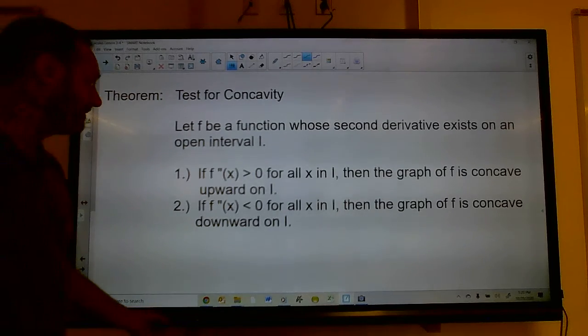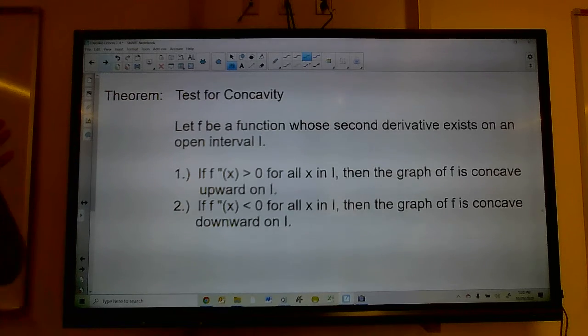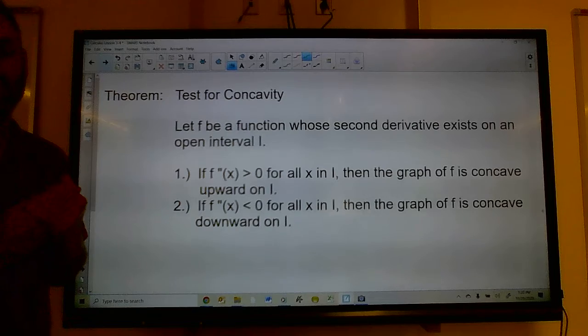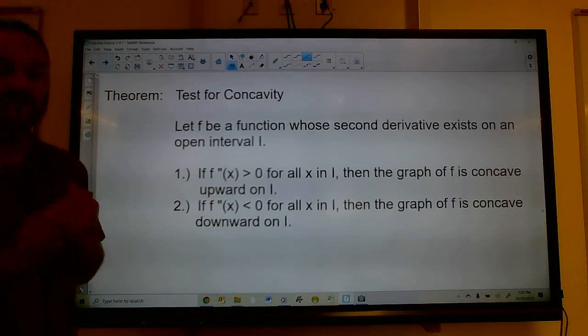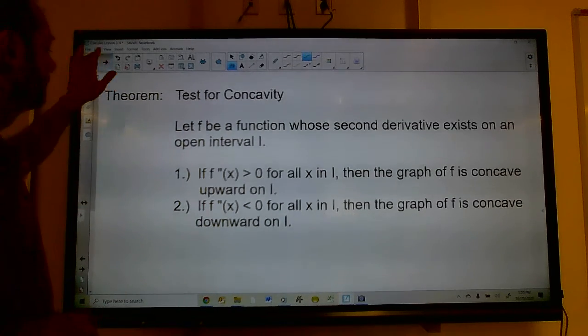So the test for concavity: let f be a function whose second derivative exists on an open interval I. If f double prime of x is bigger than 0 for all x in I, then the graph of f is concave upward. And if f double prime of x is less than 0 for all x in I, then the graph of f is concave downward.